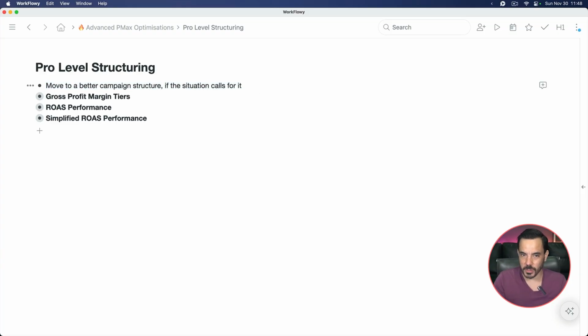And this is really situation dependent. So I'm going to go through 3 different situations, 3 different scenarios, what those could look like and what a campaign structure for those scenarios would look like. First up, let's talk about gross profit margin tiers.